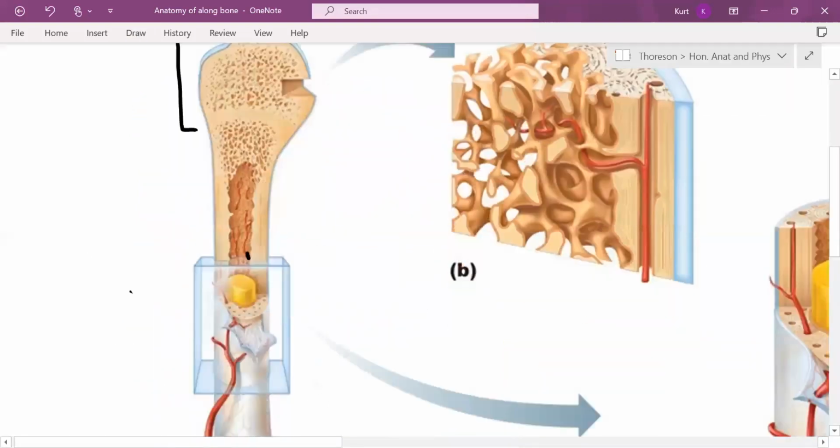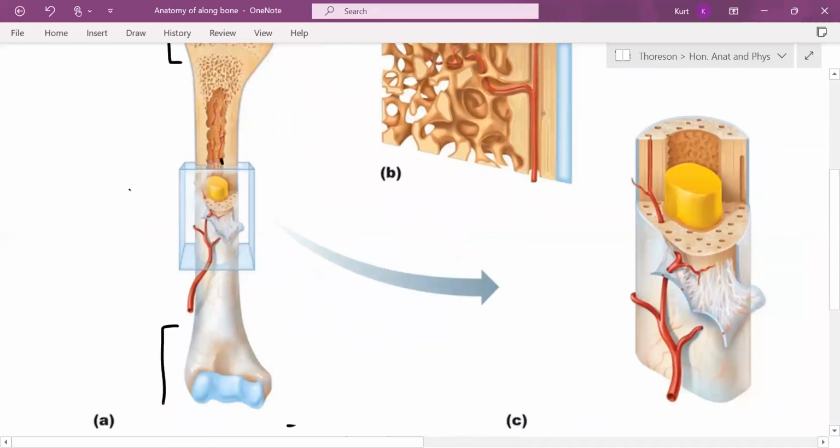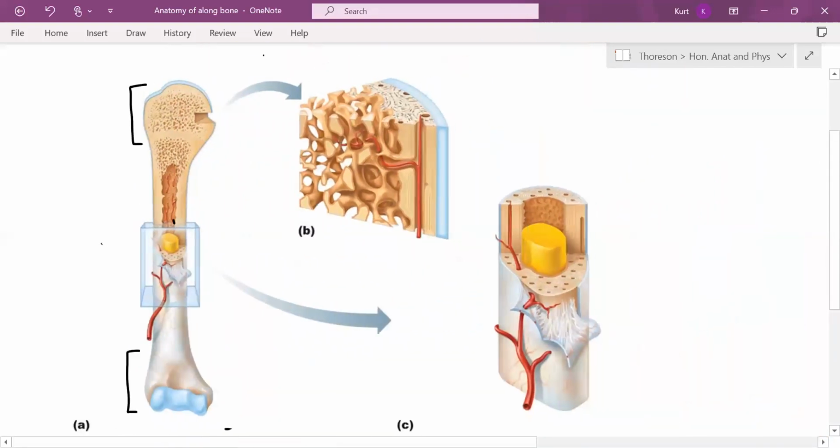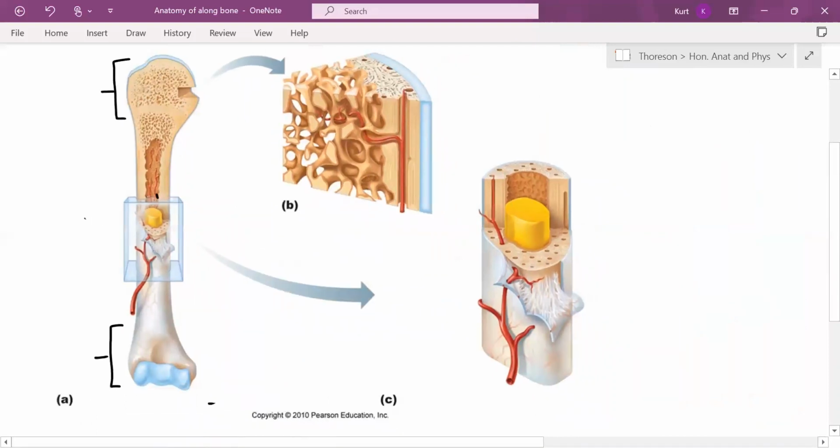We have two ends. Scout, what do we call the ends of a long bone? We call these the epiphyses. Epiphyses is plural. Epiphysis is singular.